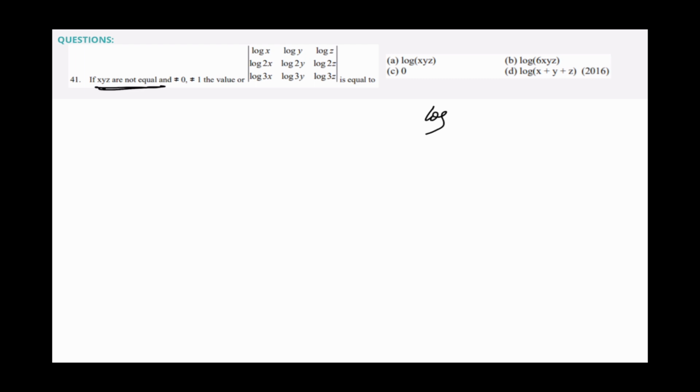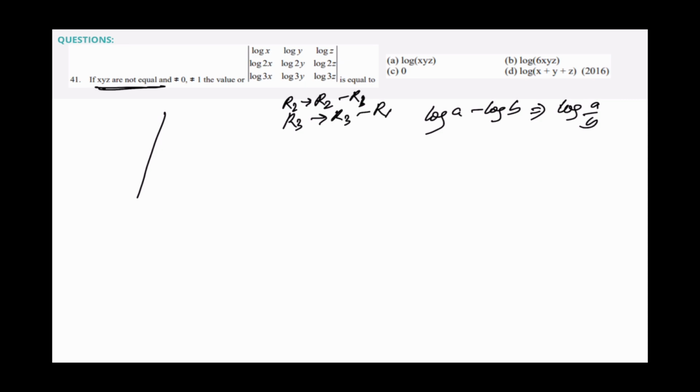What you have to remember, a property of log is, log a minus log b is basically log of a by b. Okay, so what I'm going to do is I'll subtract R2 equals R2 minus R1 and R3 equals R3 minus R1. Okay, clear? So if I do, what I'll get here, the first one is the same: log x, log y, log z. Okay, this one becomes what? Log of 2x by x, log of 2y by y, and log of 2z by z.